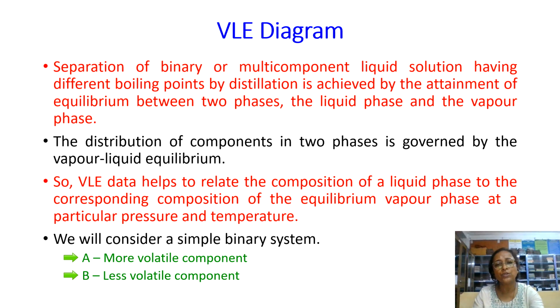VLE data helps to relate the composition of a liquid phase to the corresponding composition of the equilibrium vapor phase at a particular pressure and temperature. Let us assume a simple binary system consisting of component A and component B. Component A is the more volatile component. Significance: its boiling point is lower than component B and its vapor pressure is greater than component B. On the other hand, component B is termed the less volatile component.